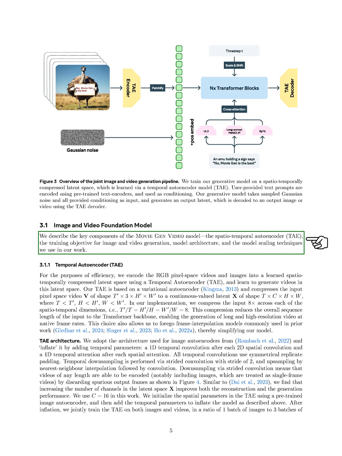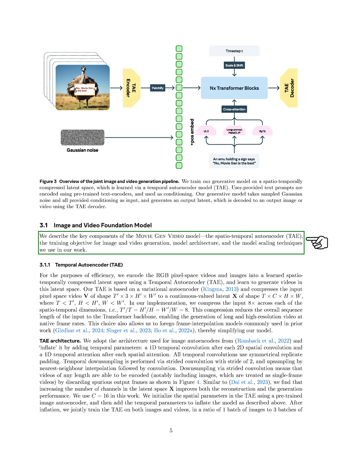Next, we outline the key components of the Movie General Video Model, including the TAE, the training objectives, and our scaling techniques. The TAE compresses RGB videos and images into a learned latent space, enabling efficient video generation. We utilize a variational autoencoder structure for the TAE, which compresses input videos into a continuous latent representation, reducing the sequence length for our transformer backbone.